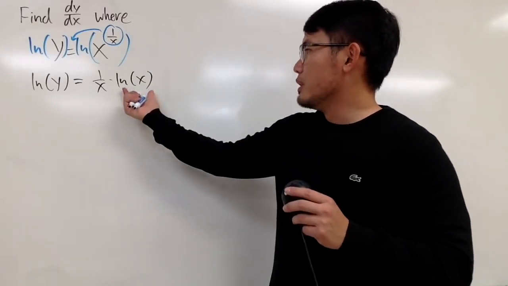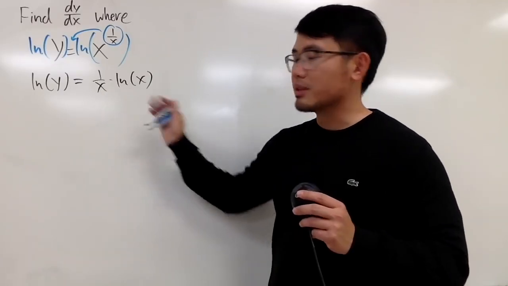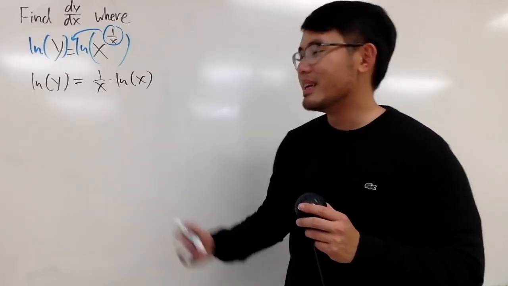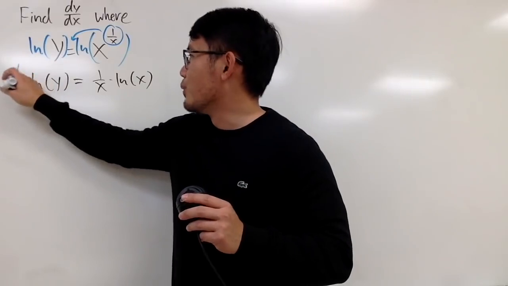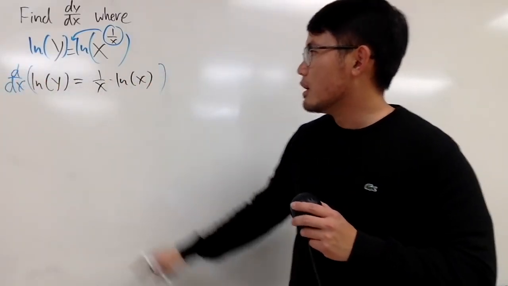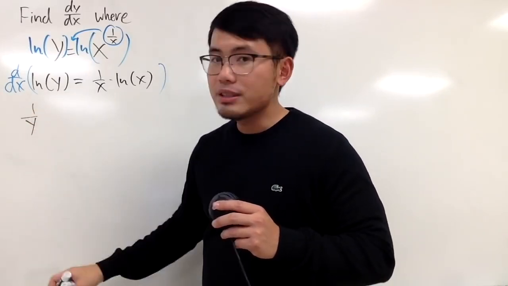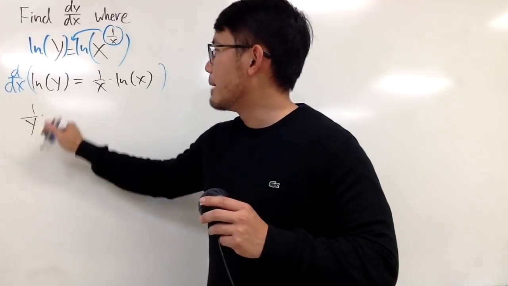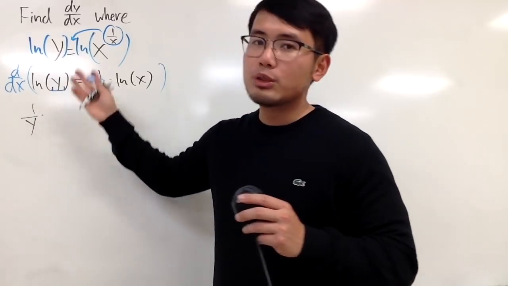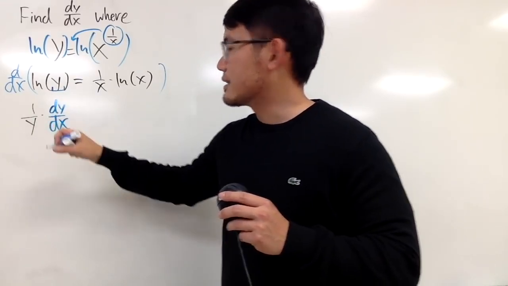And you might want to put the ln x on the top. In that case, you will have to do the quotient rule. But if you keep it as it is, you can just do the product rule. All right, so to get to work, let's put on d dx. The derivative of ln y, we get 1 over y first, and we multiply by the derivative of y with respect to x, which is dy dx.